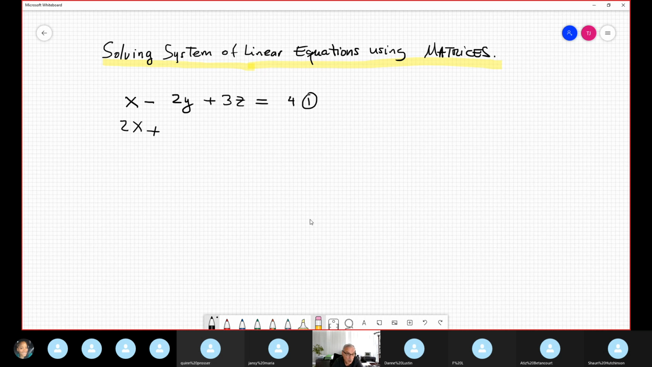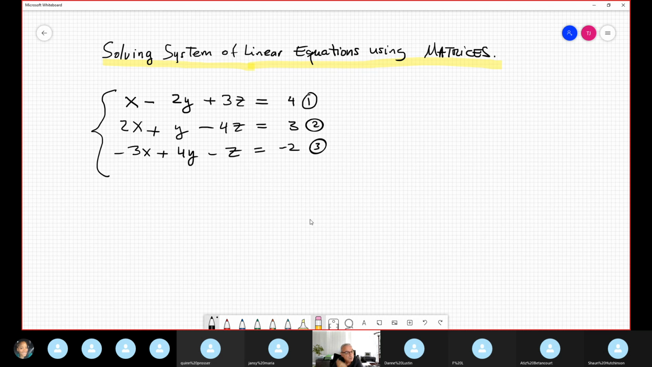2x plus y minus 4z equal 3. This is equation 2. Minus 3x plus 4y minus z equal minus 2. And this is equation 3. And this is my system of equations.